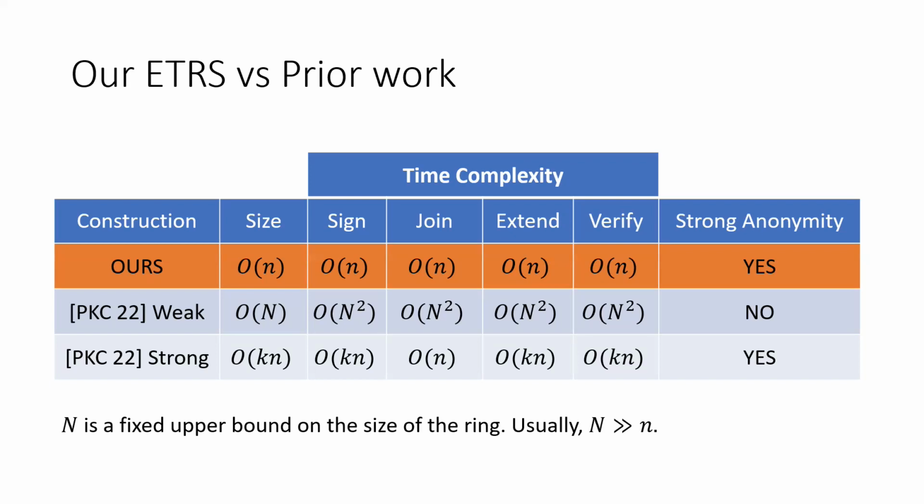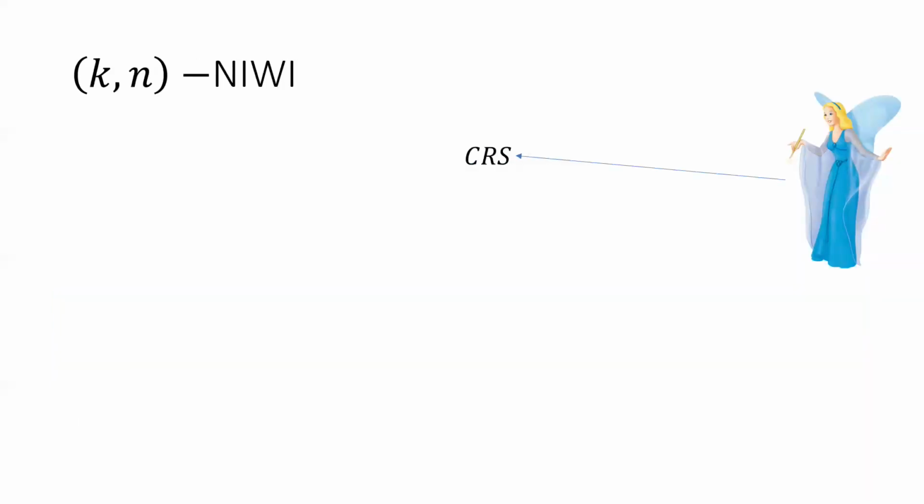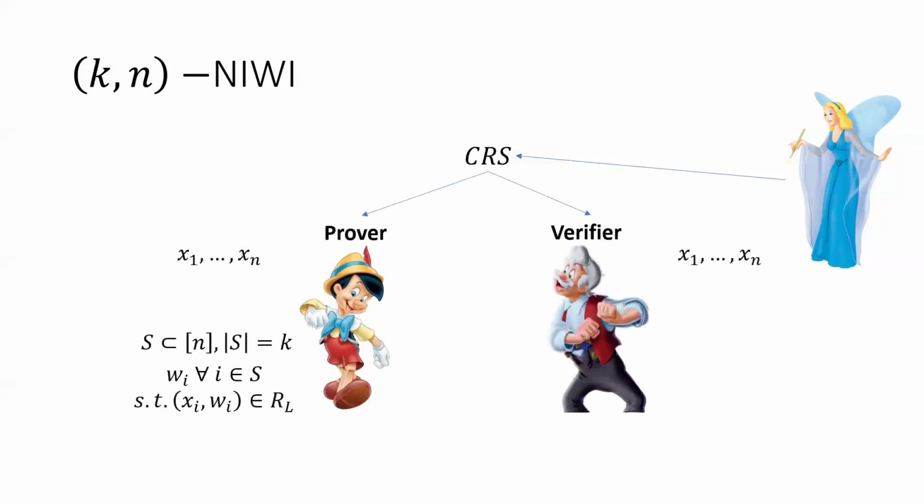Here, little n is the size of the ring, K is the current threshold, and capital N is an upper bound on the size of the ring that has to be fixed from the very beginning, so it may be much bigger than little n. Now I want to show the techniques that we use. First I introduce K out of n NIWIs, non-interactive witness indistinguishable proofs, where you have a trusted party that publishes a common random string, and then you have a prover and a verifier.